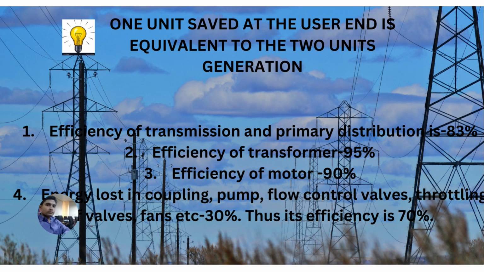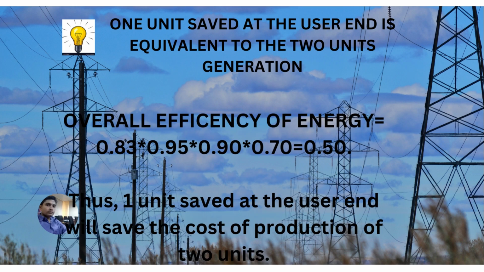But the energy lost in the coupling, pump, flow control valve, throttling valves, fan, etc. is 30%. Thus, its efficiency is 70%. Thus, the overall efficiency of energy being used at the industry is equal to 50%. Thus, 1 unit saved at the user end will save the cost of production of 2 units.